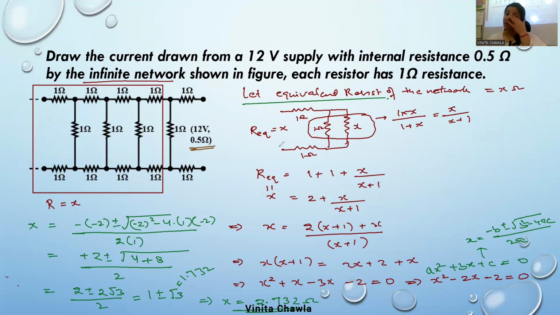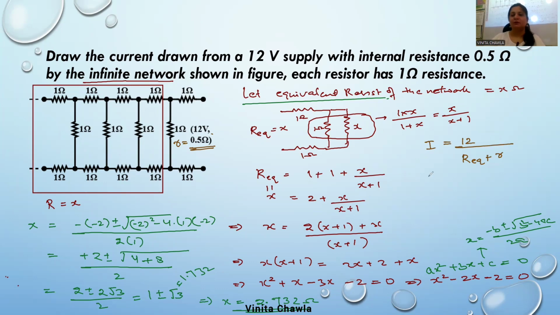Now we have to find the current. How will you find the current? We'll apply V is equal to IR. See, for current we need to find the net resistance first. This is the resistance which is connected like this, and we have internal resistance also. It's 0.5 ohm, right? So it is 12 upon the equivalent resistance that we have got here plus the small internal resistance r.